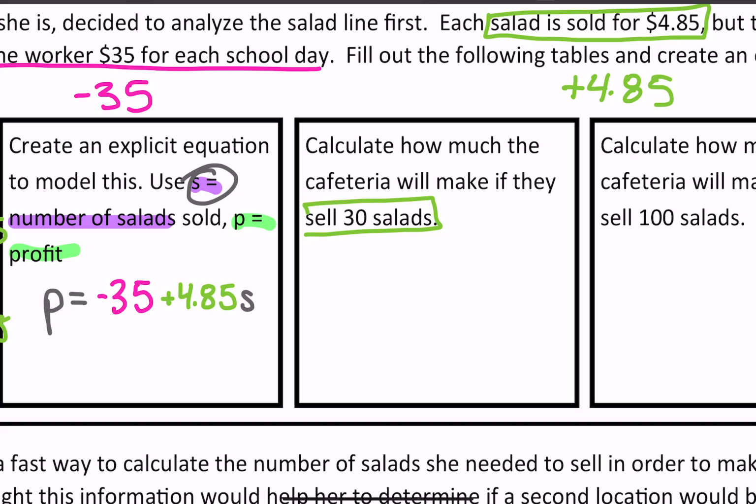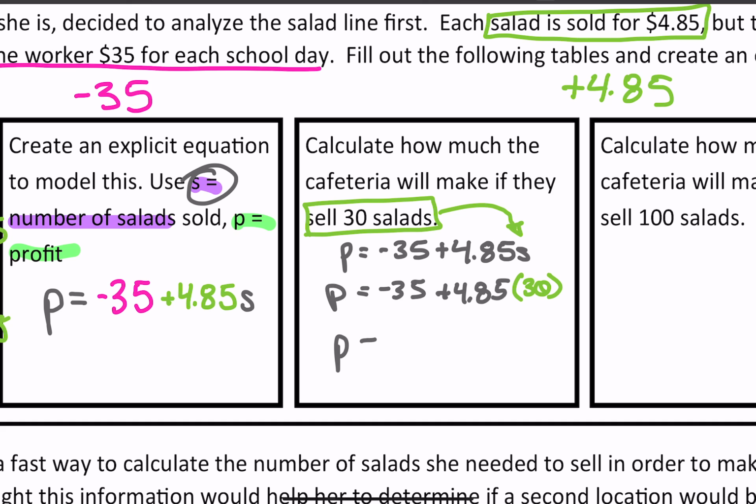All right, the next bit is now we're going to figure out how much they make after they sell 30 salads. So let's rewrite this equation. P equals negative 35 plus 4.85 S. Well, salads means we're going to replace this S with a 30, and S and that 4.85 are being multiplied. So nothing else changed except for that S.